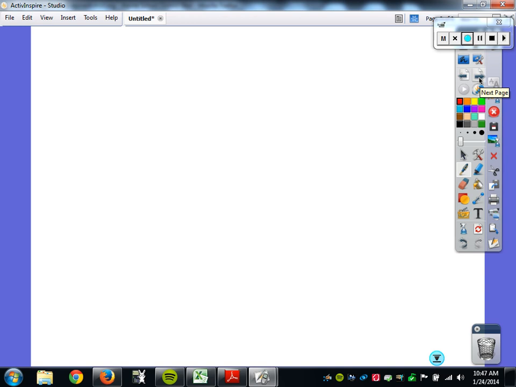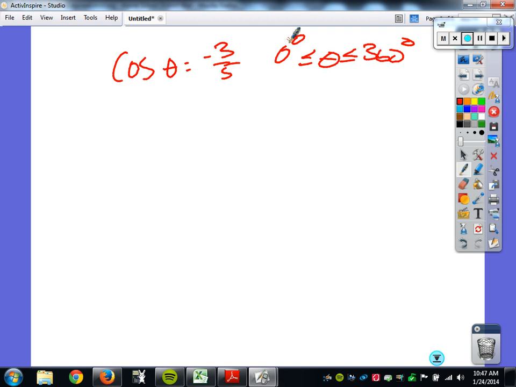Okay. So, I want you to tell me where cosine of theta is negative 3/5. Same thing. I want theta to be between 360 degrees and 0 degrees.